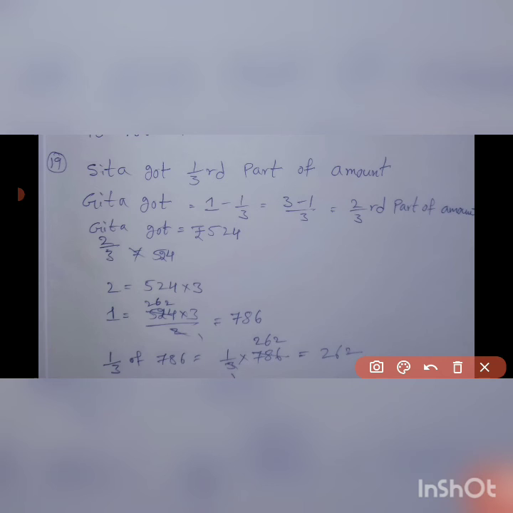Next, 786 is the whole amount, the total amount. 1 by 3rd of the part of 786 is nothing but 1 by 3rd into 786. By multiplying these two, we get the answer 262. So Sita got 262 rupees from the whole amount.